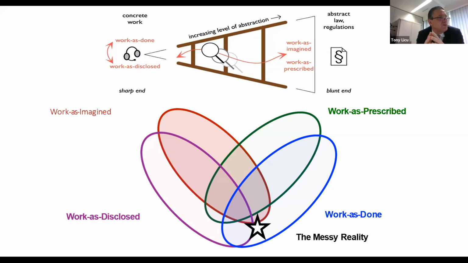And the second point I wanted to emphasize is that there is an increasing level of abstraction between what is happening at the blunt end, at the management, at society, and what happens in reality. And I think with the crisis, we have enlarged that gap. So that was the point. Thank you. Back to you, Andre.